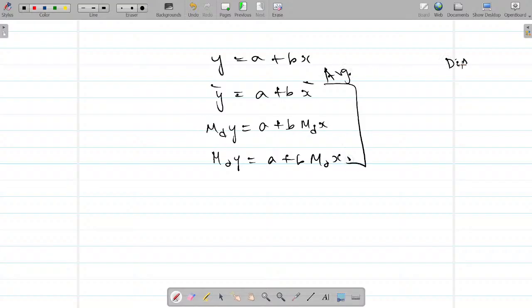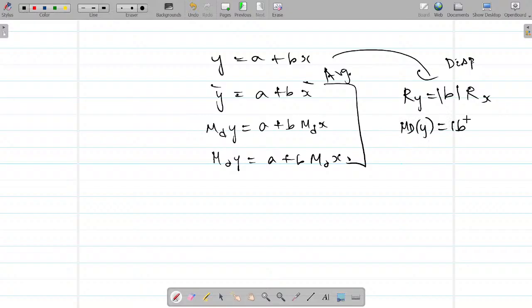When you talk about dispersion, what is the range of y? A will not come. Change of origin will not affect. Change of scale only will affect. Range of y is equal to modulus of b into range of x. Change of scale will affect, but by absolute values. Mean deviation of y is modulus of b into mean deviation of x.